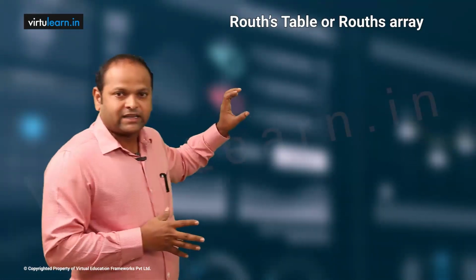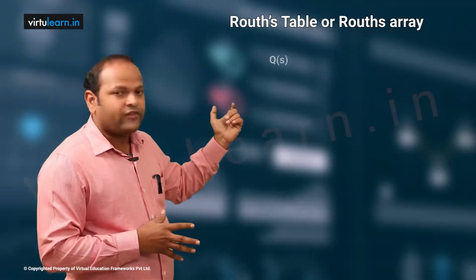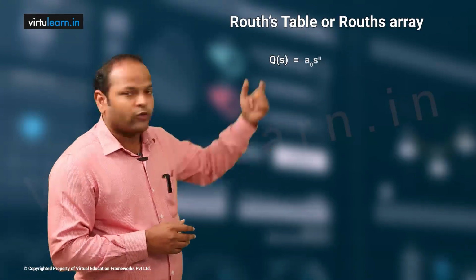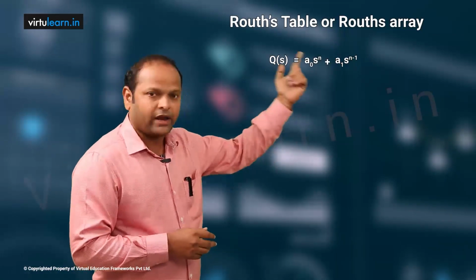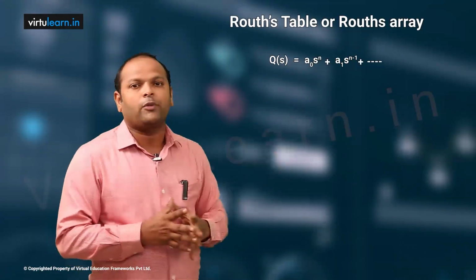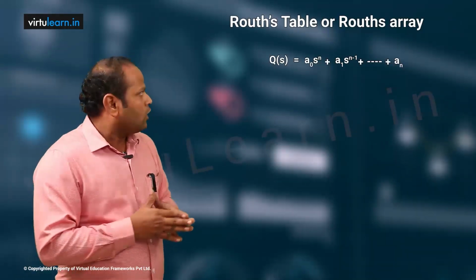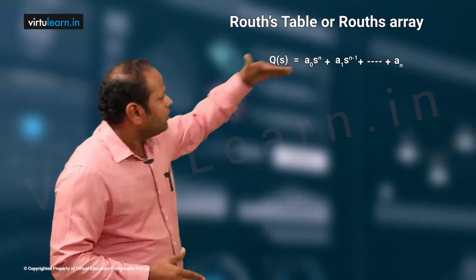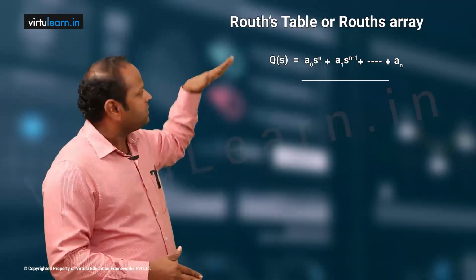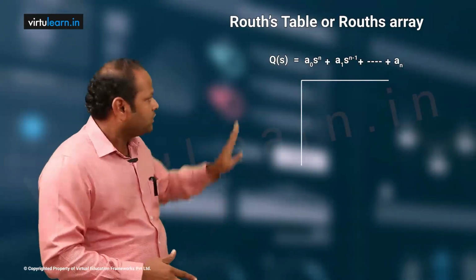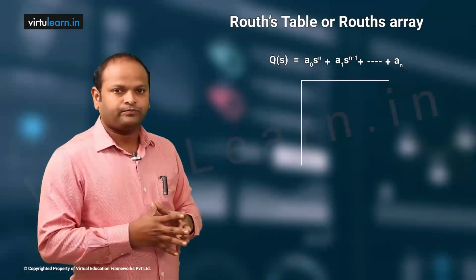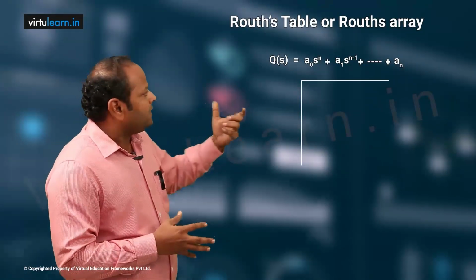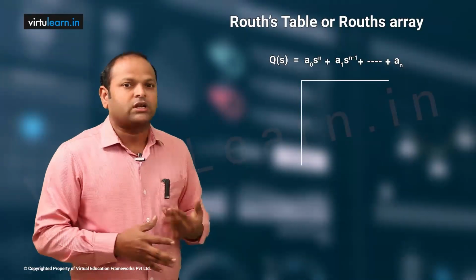Now we have the characteristic equation. What is that? Q of s is equal to a naught s power n plus a1 s power n minus 1 plus dot dot dot up to an. Now basically this Routh's array will be in this form. You have a horizontal line like this and a vertical line. So here I have elements. It is like an array. We know that there are rows and columns.